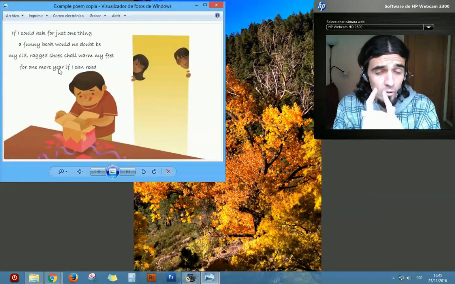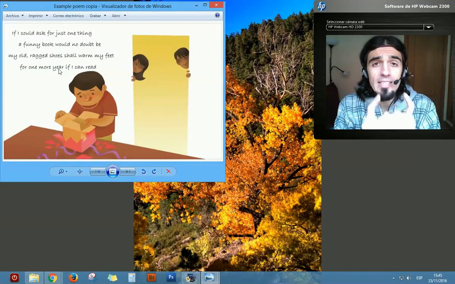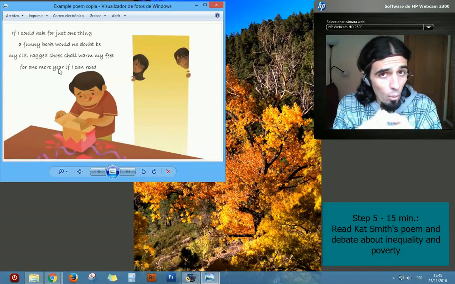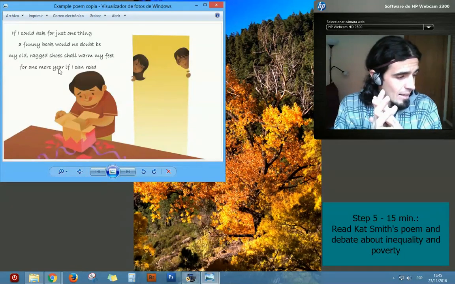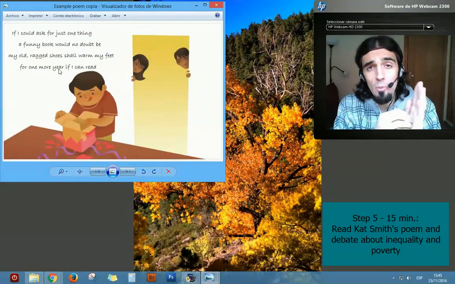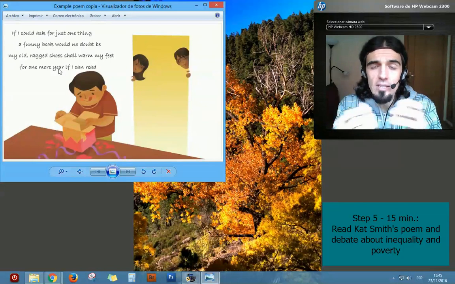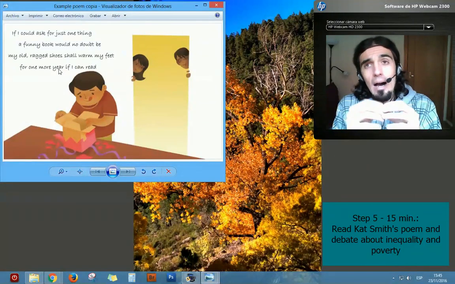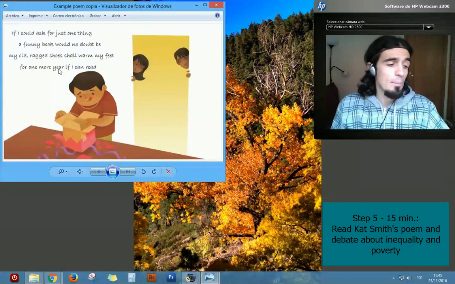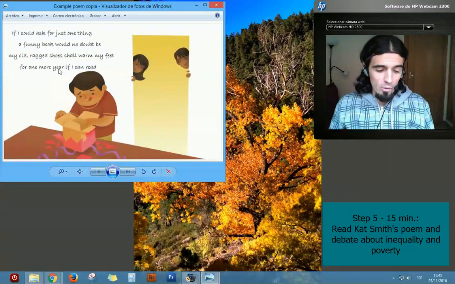And during these 15 minutes, we're going to face the most important part of the activity from my point of view. Okay, I will read them a poem from Cat Smith, and from this poem we're going to start a debate about poverty and inequality. Okay, let me read you the poem so you can know what I'm talking about.